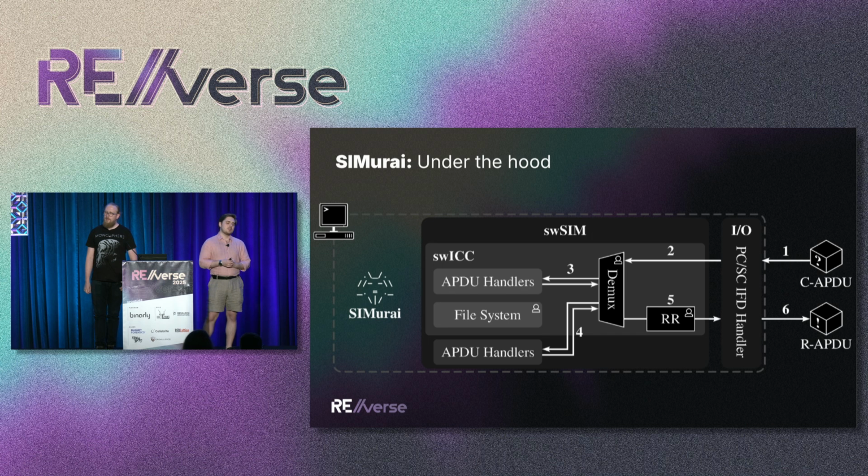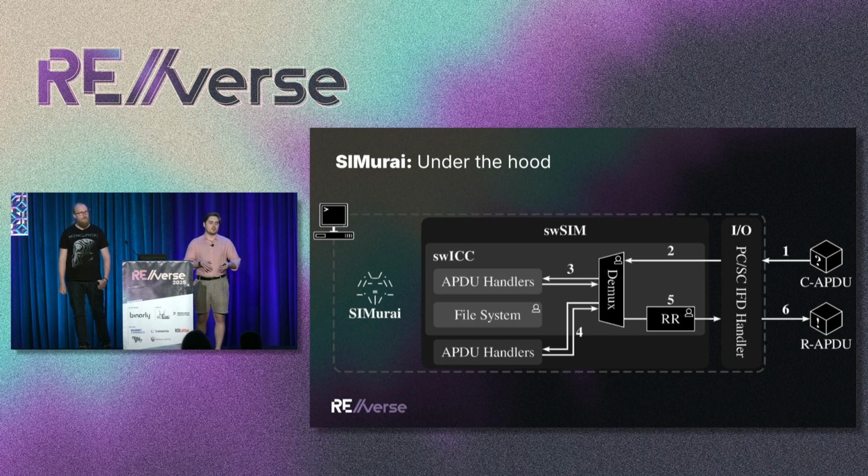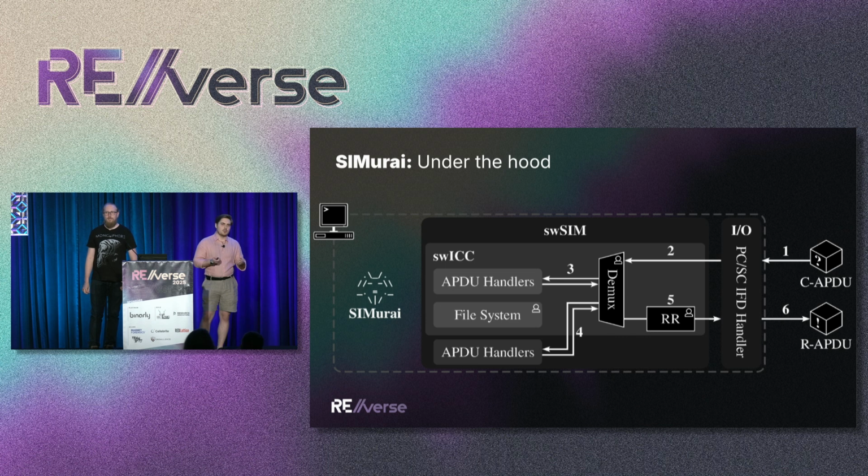Then the CAPDU flows into this demux, and this demux selects how this APDU command will be handled. You can override these handlers, with a lot of them pre-implemented on the software ICC side, implementing the very default ones that any smart card would want to handle. And the software ICC framework also contains a file system.